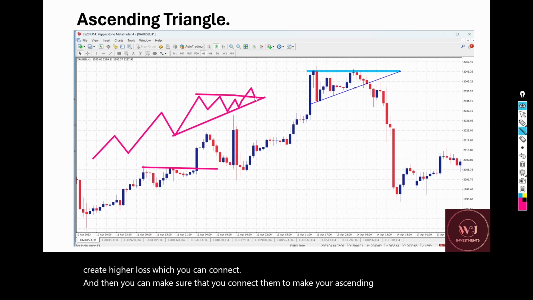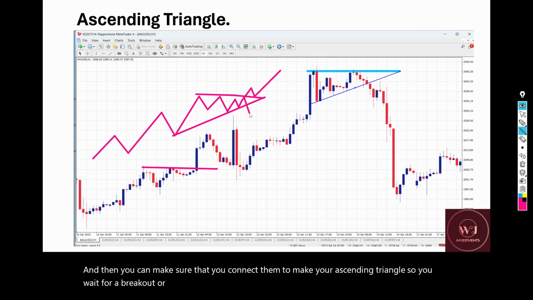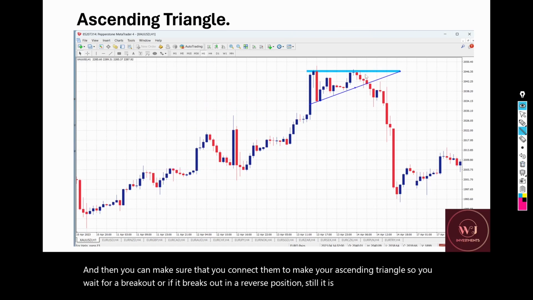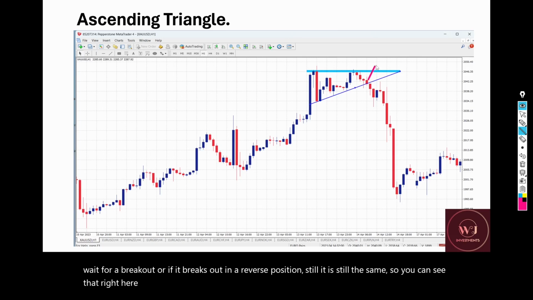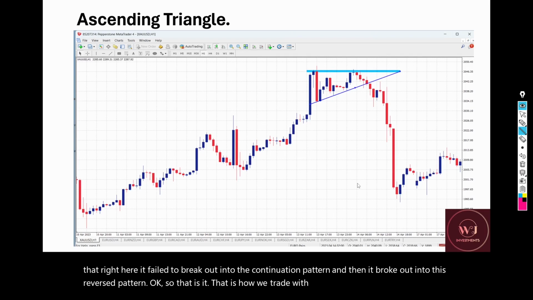So you wait for a breakout, or if it breaks out in a reversed position, it is still the same. So you can see that right here it failed to break out into the continuation pattern, and then it broke out into this reversed pattern. Okay, so that is it. That is how we trade with the ascending triangle.